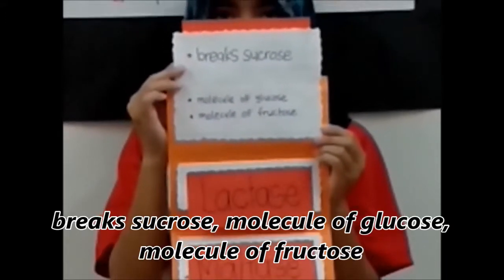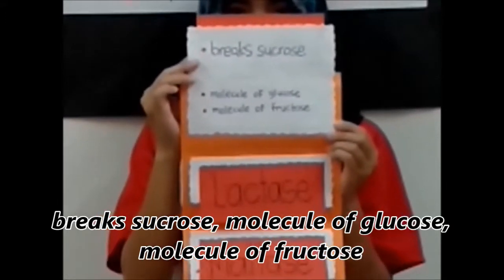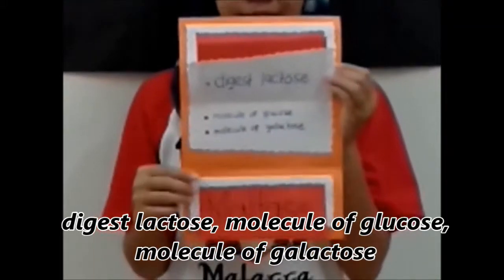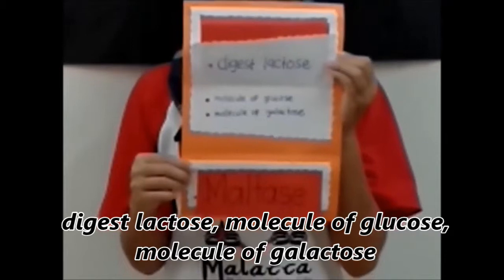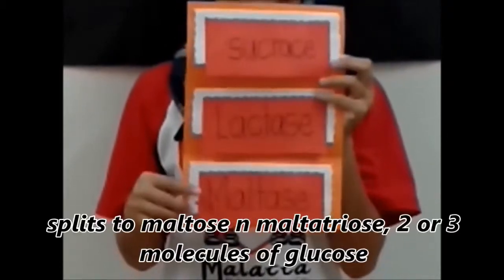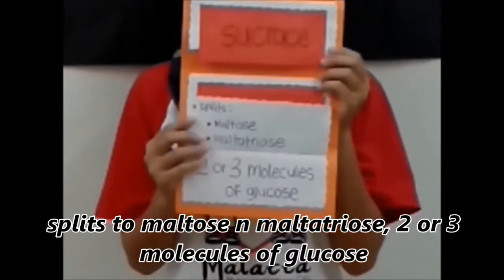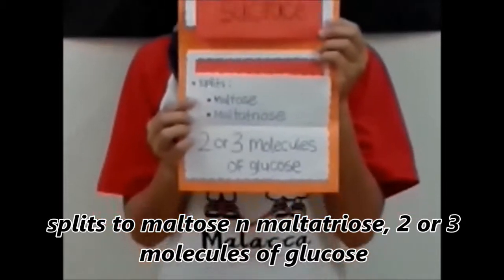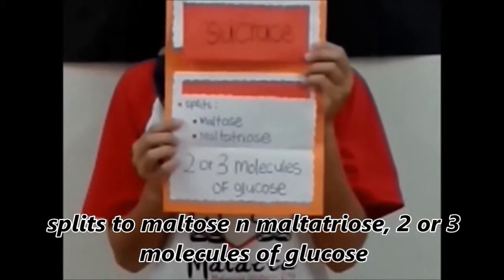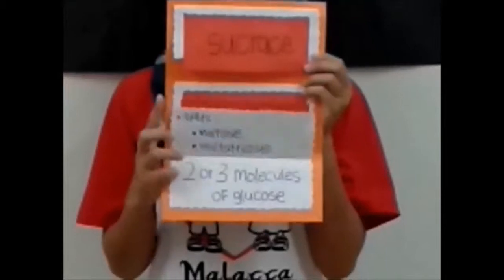Disaccharidases are divided into three: sucrase, lactase, and maltase. Sucrase breaks down sucrose into a molecule of glucose and a molecule of fructose. Lactase digests lactose into a molecule of glucose and a molecule of galactose. And maltase splits maltose and maltodextrins into 2 or 3 molecules of glucose.